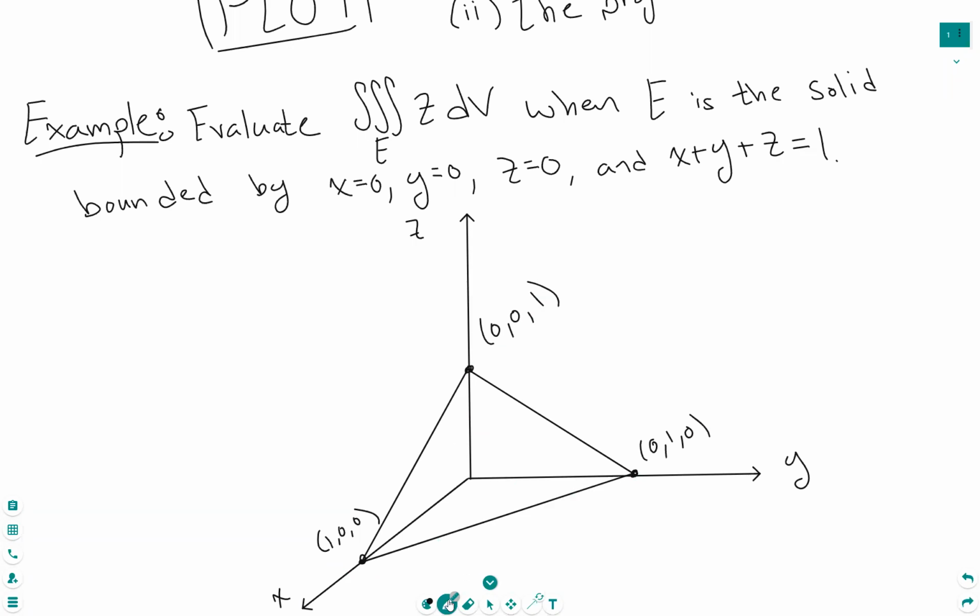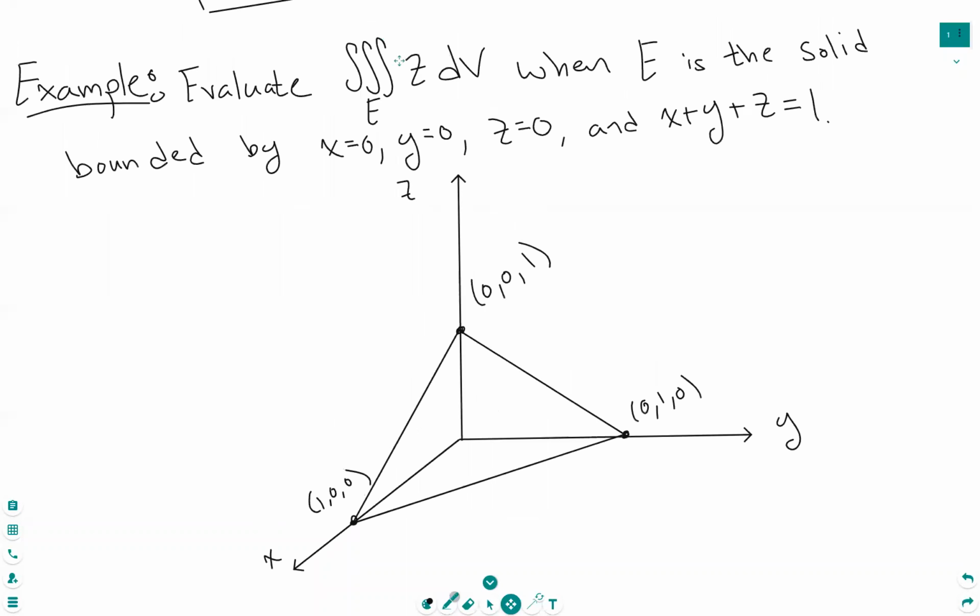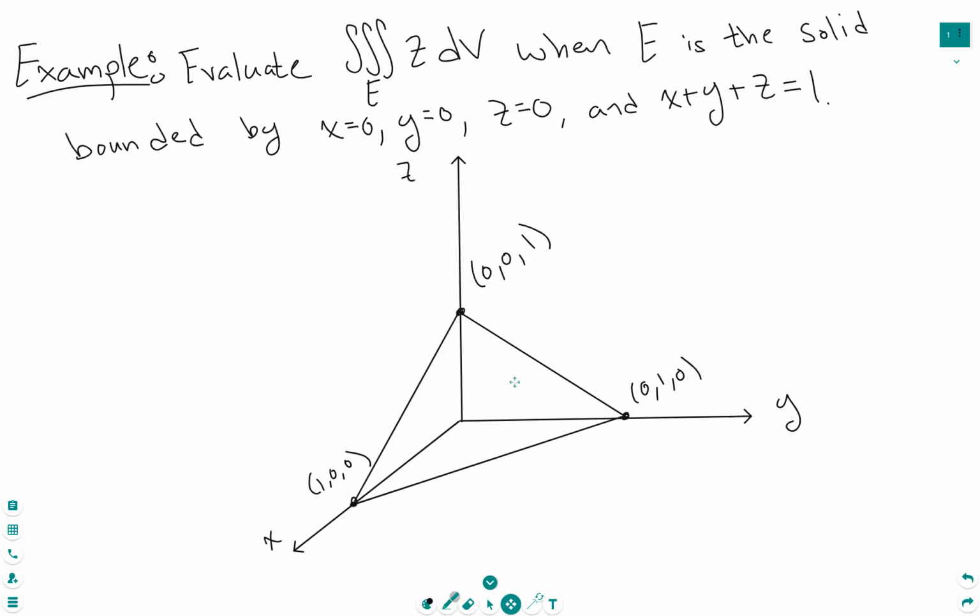And then the back of this is all bounded, right? So the YZ plane, this guy right here, is a bound. We also have the XZ plane. And then we also have the XY plane, from x equals 0, y equals 0, z equals 0. So this is the volume that we're observing here, and we're trying to integrate over this volume z dV.